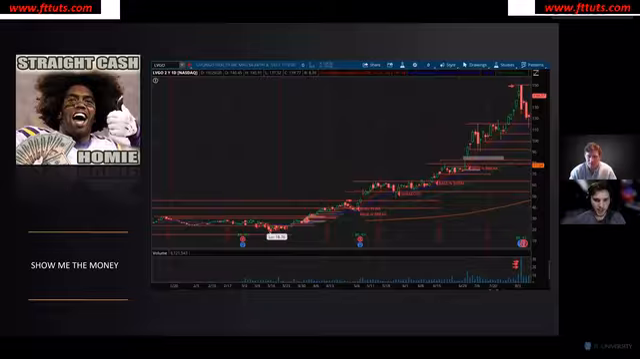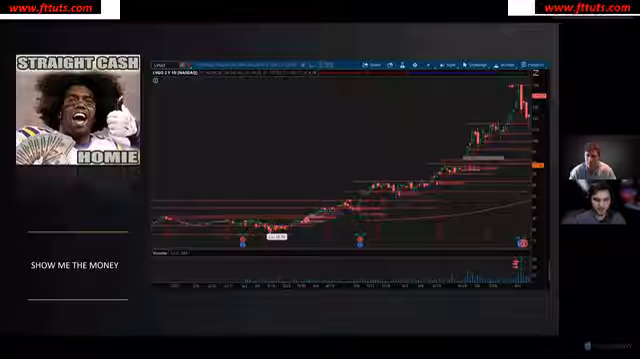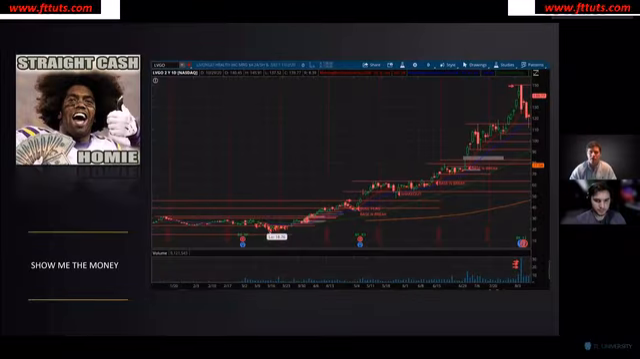Absolutely. And we've got some questions here about, do you also look for price tightness during a correction? Is that another way of determining relative strength? Yeah, I'm looking for price tightness all the time. Yeah. All the time.